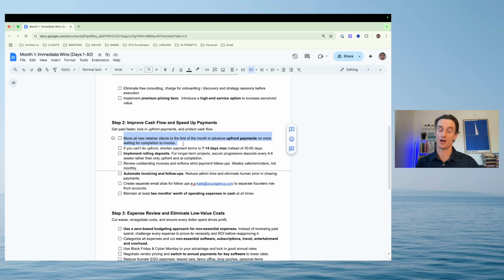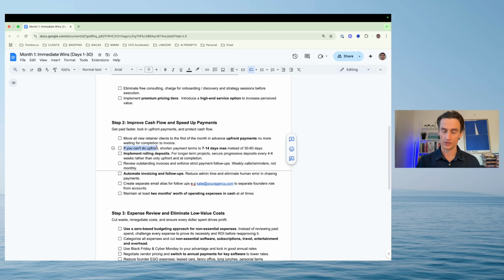So we want upfront payments as much as possible, especially if you're collecting media spend, things like that for paid media agencies. You do not want to be acting as a bank and paying for that on behalf of your clients. You need to plug in their card or collect that money upfront. And ideally, the retainers are monthly in advance.